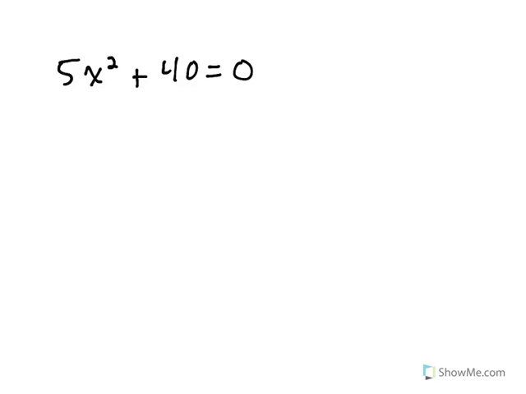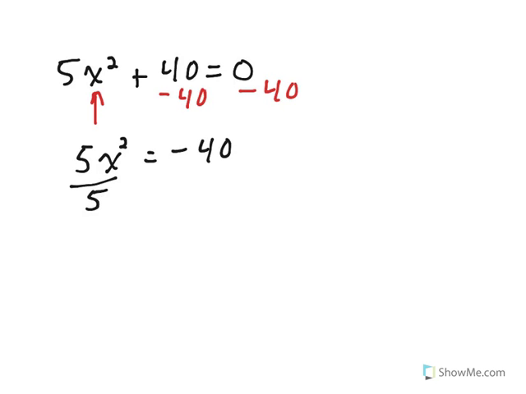Another example, using the square root property of equality to solve an equation. First, we want to get our variable completely by itself, so we're going to subtract 40 from both sides of the equal sign. That gives us 5x squared equals negative 40. Now we need to divide by 5, so x squared is completely by itself, and that gives us x squared equals negative 8.